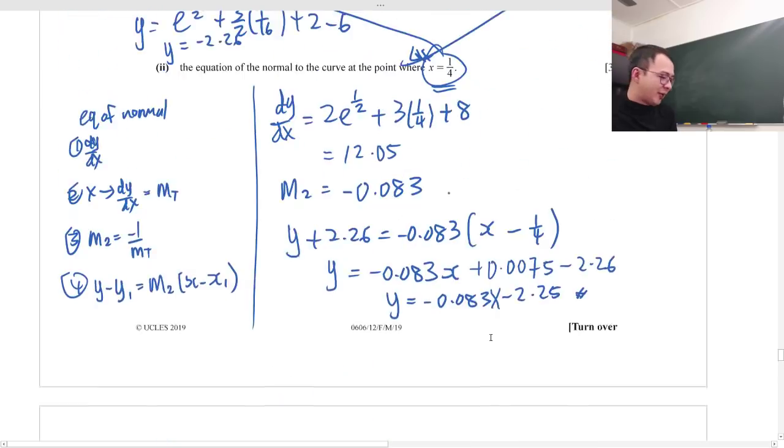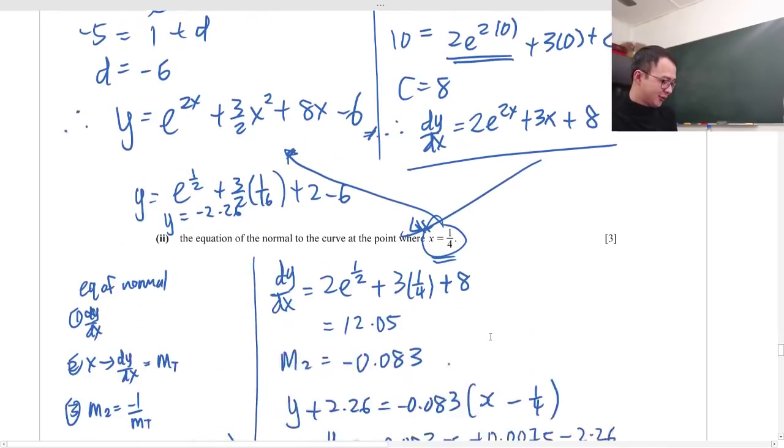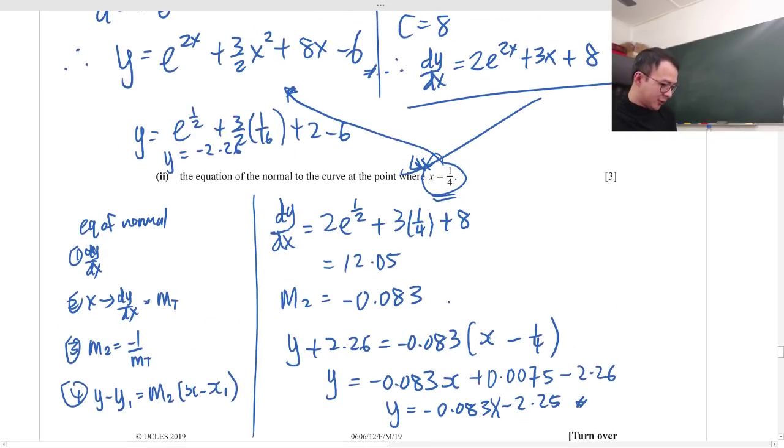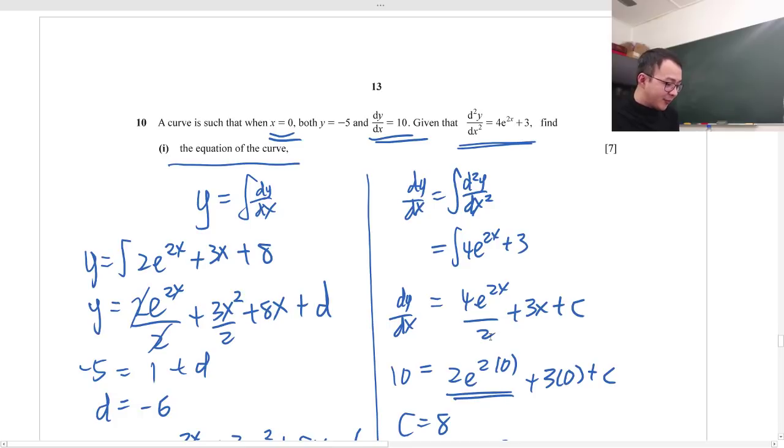Question 10. What happened to question 10? Yep, question 10 is here. Which part you need? The question 10? Oh, you mean isn't the gradient equals to 10? Alright. Okay, this gradient equals to 10 is when x equals to 0.